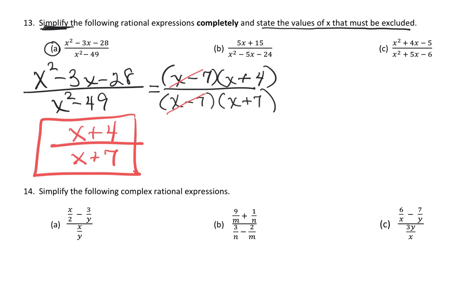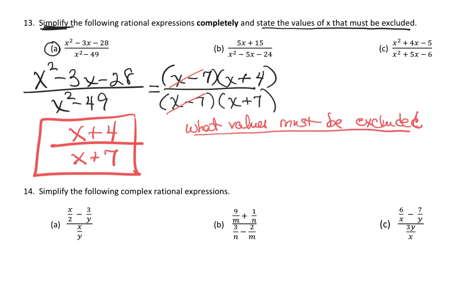The second part was what values must be excluded. Right, be excluded. This is dealing with the denominator. Okay. So to figure out what needs to be excluded, you go back and you look right back here. You look at the problem before we crossed out the x minus 7. They are the values that make the denominator right there 0.